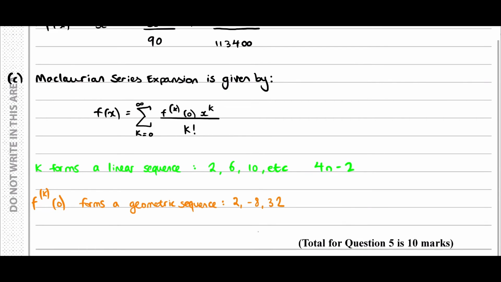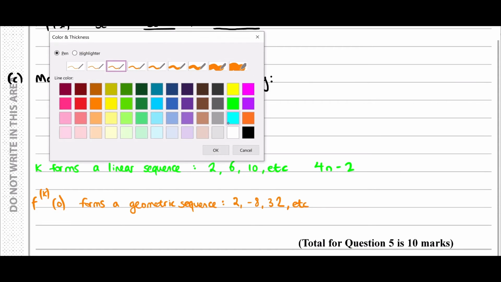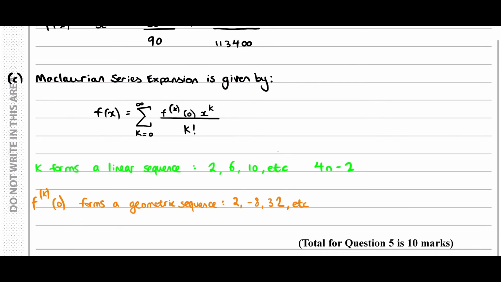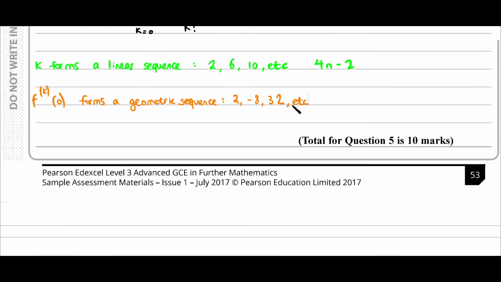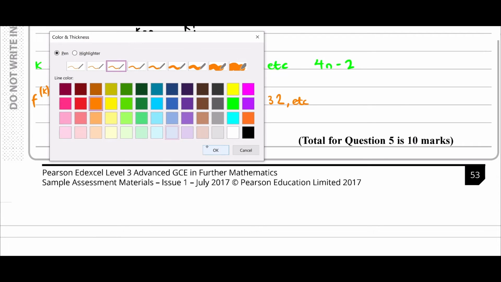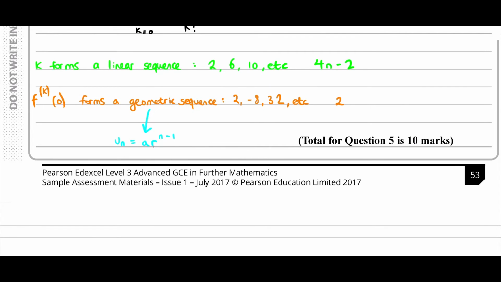a geometric sequence. A geometric sequence is given by u_n equals a r to the power of n minus 1. Our first term is 2, multiplied by the common ratio, which is minus 4. And then we raise this to the power of n minus 1. So hopefully so far that makes sense.